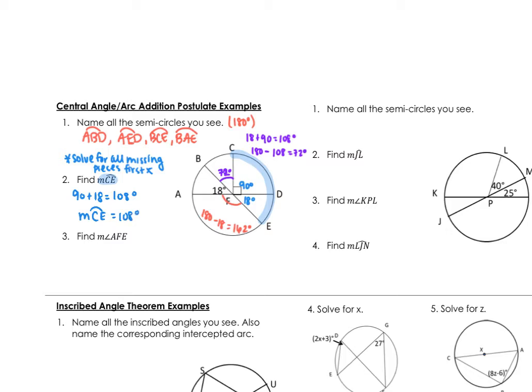Okay, now we want to solve for AFE, so that's a central angle, AFE. So we've actually already solved for that. It's just going to be 180 minus 18, which is 162 degrees. So the measure of angle AFE is 162 degrees.